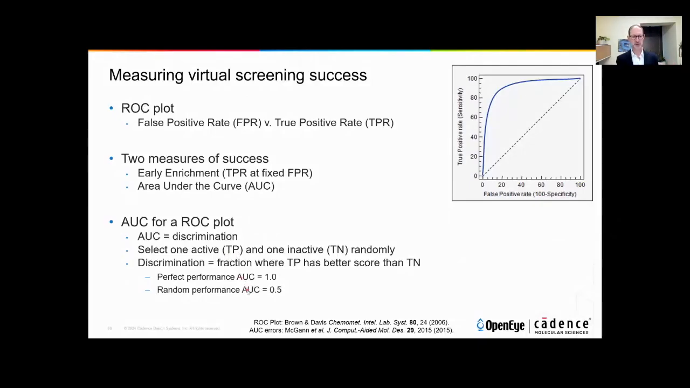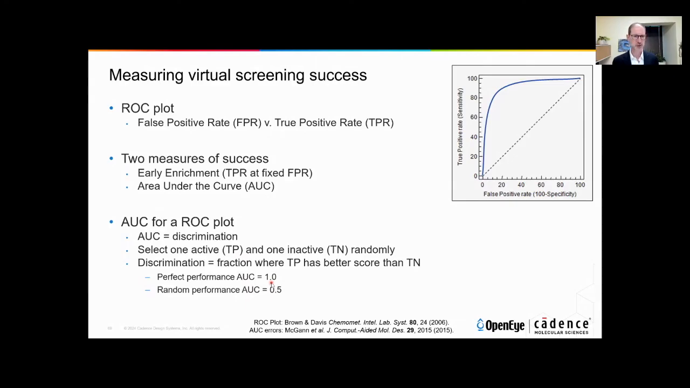And so random performance measured by the AUC is 0.5, which means there's a 50-50 chance that an active molecule is scored better than an inactive, and perfect is 1, which means there's a 100% chance that an active molecule is scored better than an inactive molecule. Lots more details in the supplementary information, including how to compute errors and estimate uncertainty in these kinds of methods.